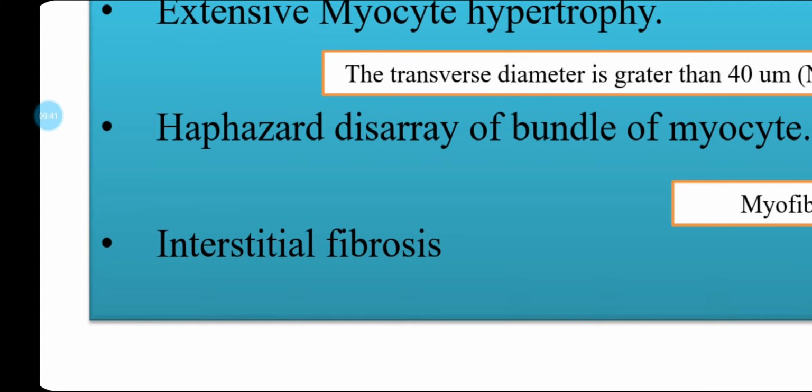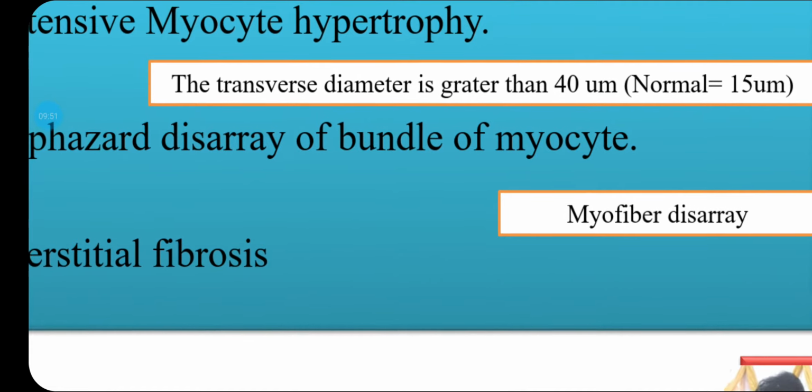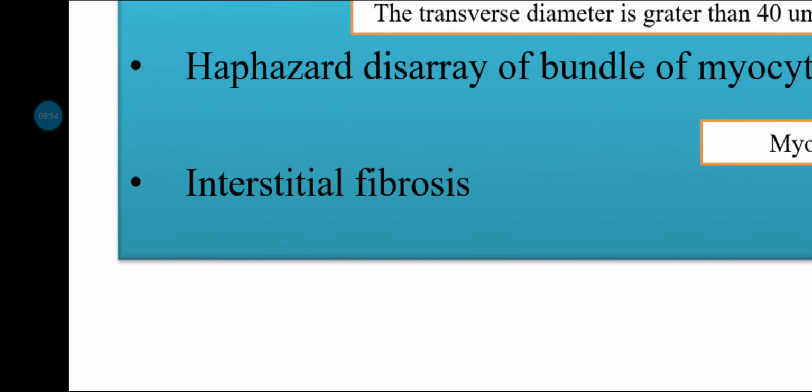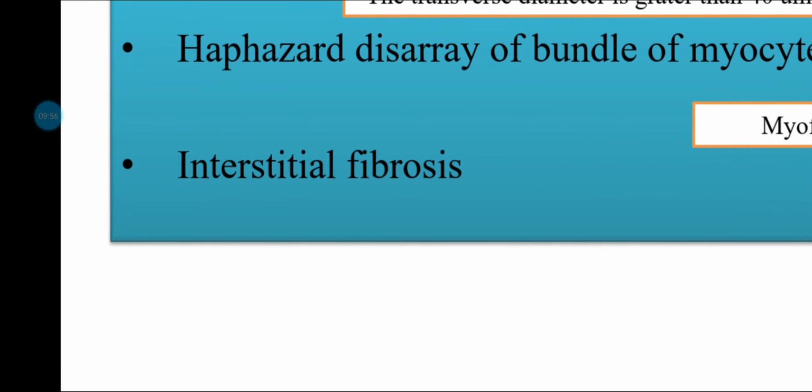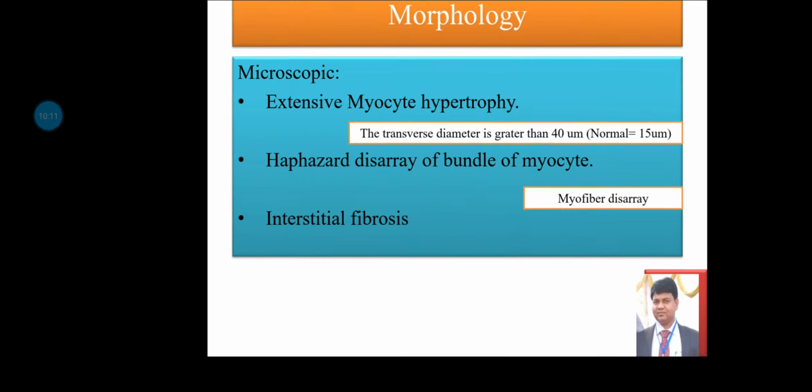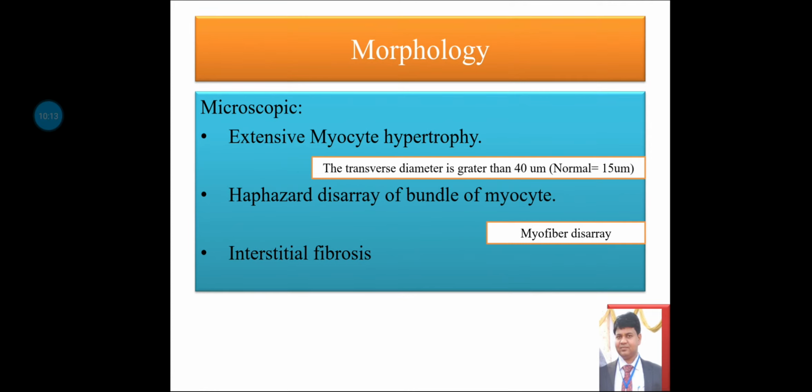There may be bundles of myocytes arranged in a disordered fashion. This typical picture is called myofiber disarray, and it can also be seen under the microscope. Apart from this, we can see interstitial fibrosis, which occurs due to the activation of fibrocytes, which make the extracellular matrix in which the cardiac muscle cells or myocytes are embedded. So these are the three important features which we can see under the microscopy.